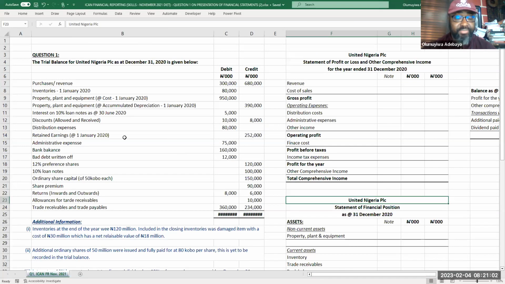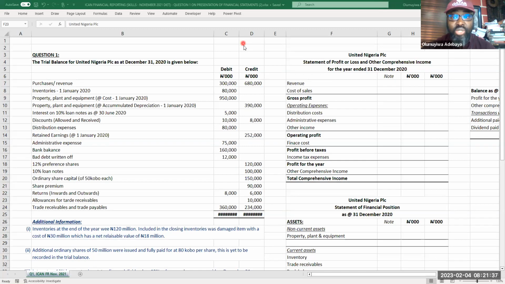Now, let us start from this trial balance. Let us look at this trial balance and try to make one or two explanations about it. The items contained there... Technically, in an ideal trial balance, every line item is separated from one another, which means purchases should be separated from revenue. But again, the examiner wanted to test your understanding to know which one is on the debit side and which one is on the credit side.